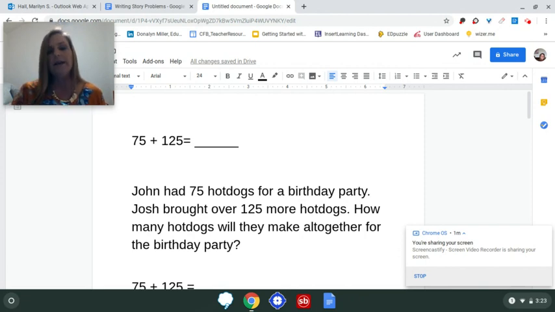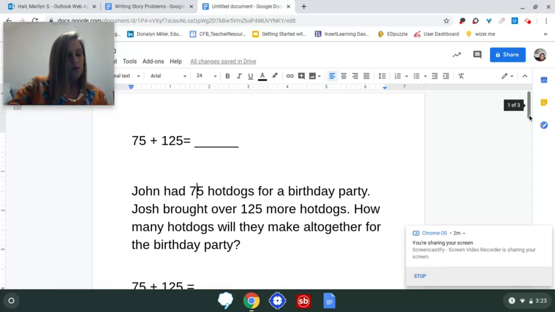So we can do all kinds of things. Anything you can come up with movie-wise in your head, you can use in a story problem. Now, my family loves to cook, so that's going to be a part of my problem. So let's start with how much we start with. My first part of the problem says John has 75 hot dogs for a birthday party. Now, Josh brought over 125 more hot dogs. So how many hot dogs will they make all together for the birthday party?